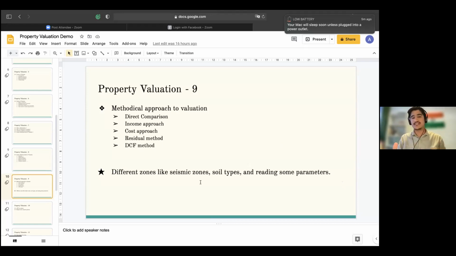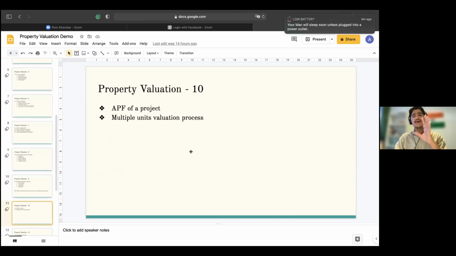a greater extent. But these factors are responsible when you consider a big project like a 1,000 unit project or maybe 100 units. So these factors are really important, but it's just an overview of the things. I will try to give you the seismic zones, soil types, and some other parameters as well. Then on day 10 we will learn what APF, approved project fund, is.